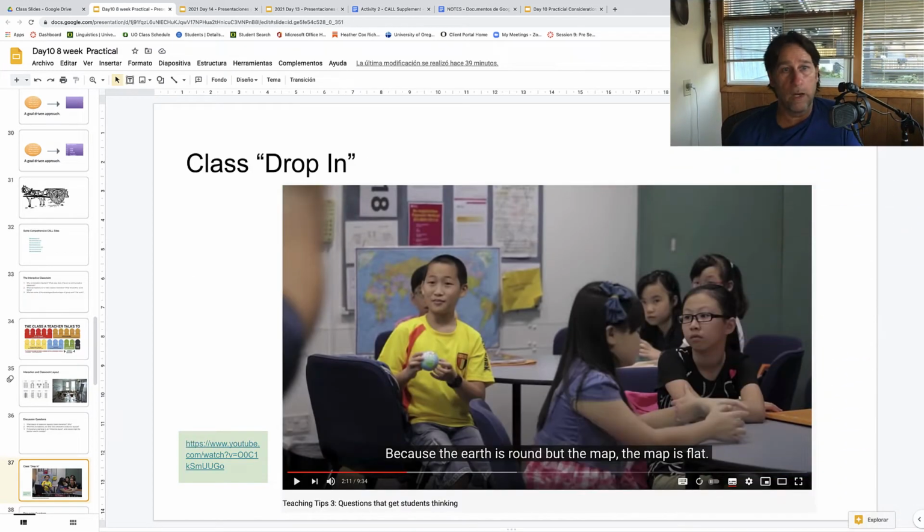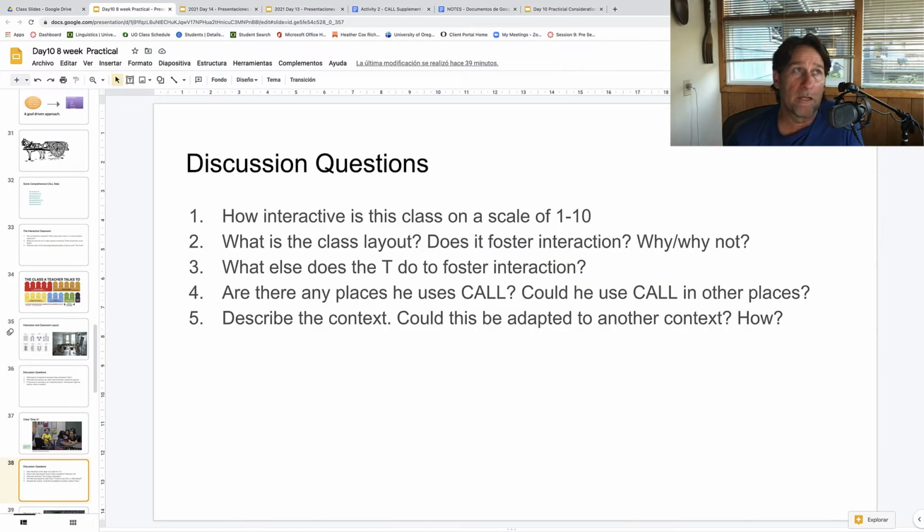Okay, so what we're going to do now is what I call a class drop-in. Actually, we're not going to do this now. This is going to be your task for this week: a class drop-in. You're going to see a particular class, and there are some questions to follow up after you do that. That will be in the class drop-in, which will be our task for this part of the week. And so those are the questions there.